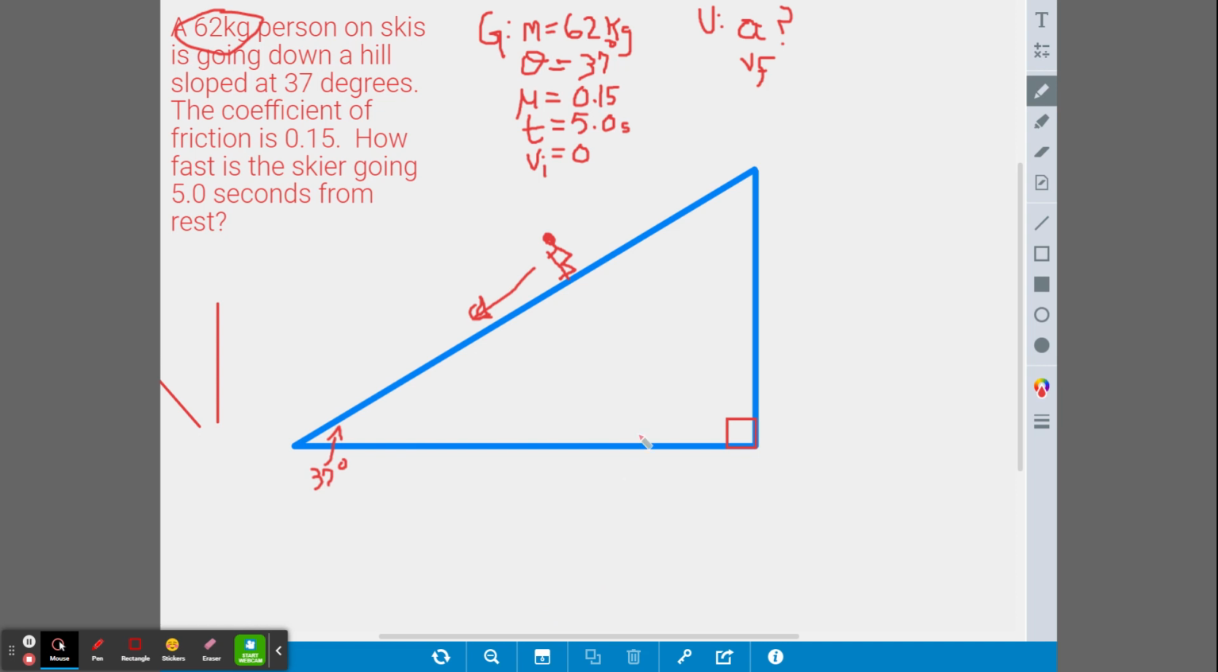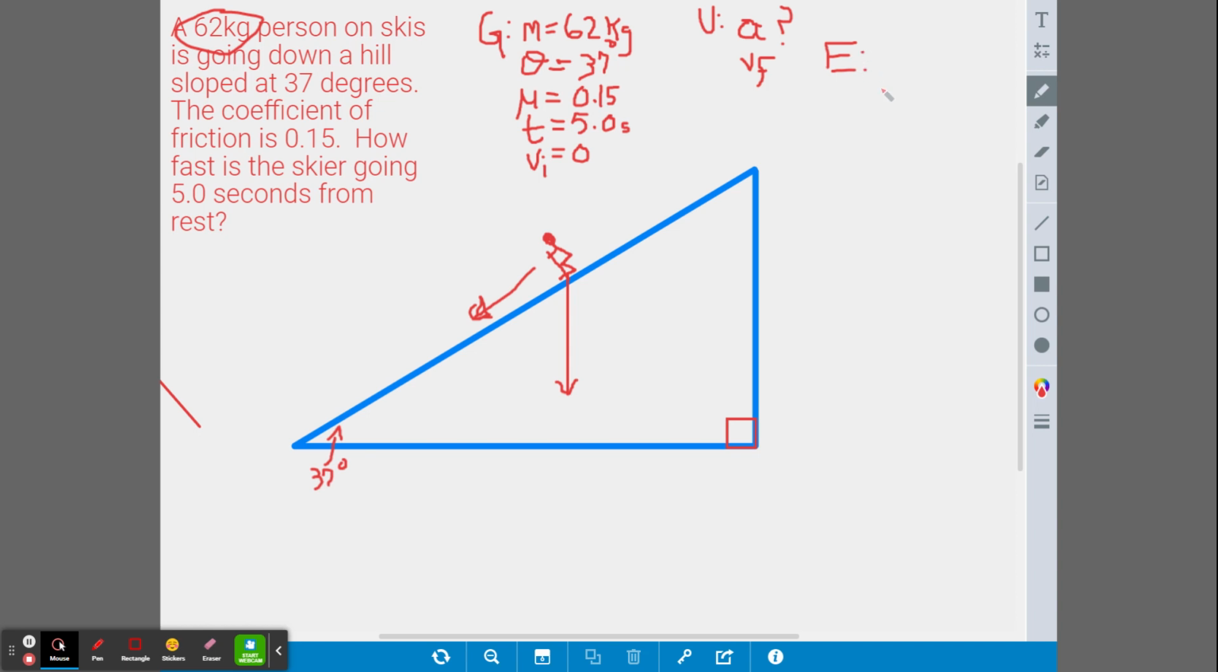Okay, so one thing we can do here is we can identify our forces. And one force that you should always automatically go to, because it's always there, no matter what, is gravity. So the skier's weight pointing straight down. All right. And how do we solve for gravity? What's the equation for gravity?